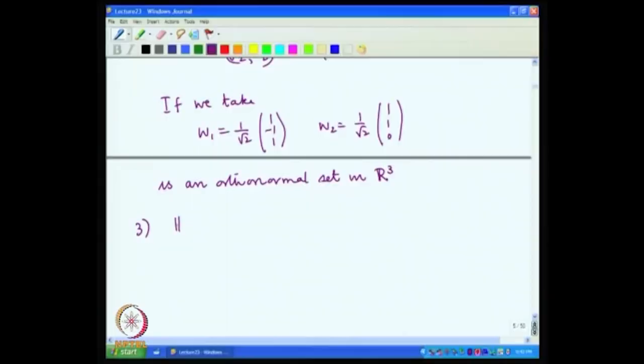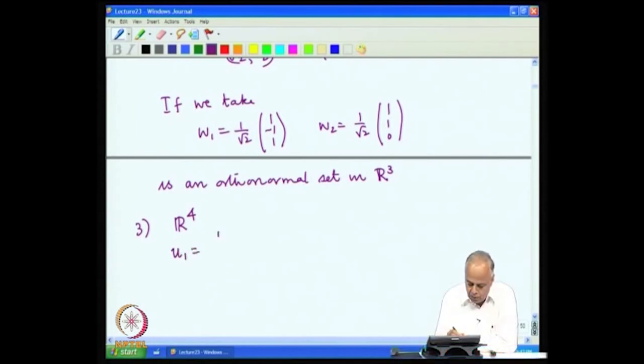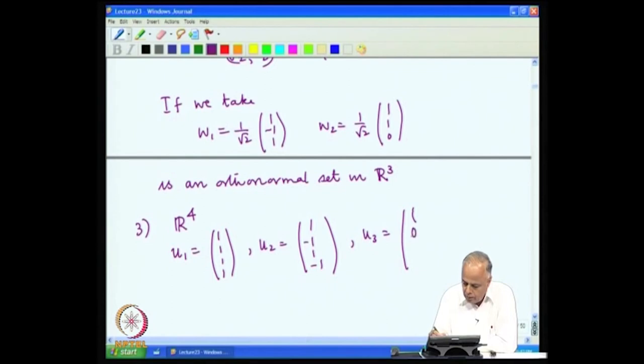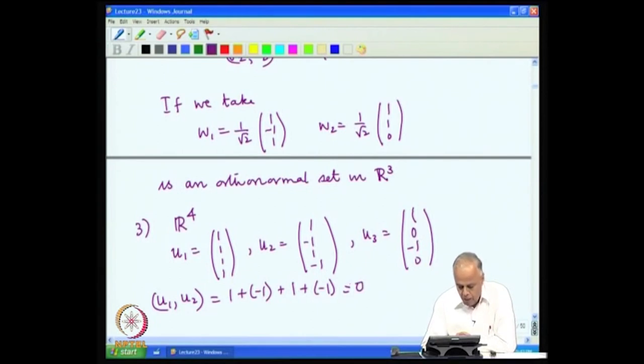Let us take R4. Again, in R4, look at these vectors: u1 = (1, 1, 1, 1), u2 = (1, 1, -1, -1), u3 = (1, 0, -1, 0). If you now look at ⟨u1, u2⟩, the inner product, which is simply the sum of the products of the components, it is 1 into 1, which is 1, plus 1 into 1, plus 1 into minus 1, plus 1 into minus 1, which gives me 0. And therefore, u1 is orthogonal to u2. Similarly, u1 is orthogonal to u3 and u2 is orthogonal to u3. So, u1, u2, u3 are orthogonal to each other.